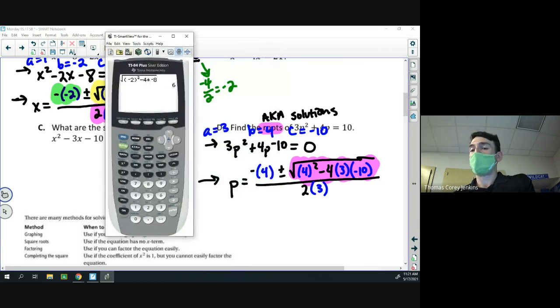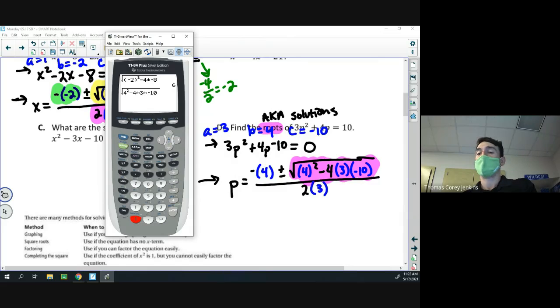So I'll type it in as well. I do second and then x squared to pull up my radical. This one's a little bit easier because you have a positive base. So 4 squared minus 4. Make sure you hit minus and not negative. So minus 4 times 3 times negative 10. When I do negative, that's a different button than the minus sign, right? So negative 10, not minus 10.